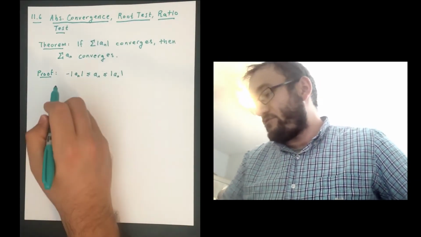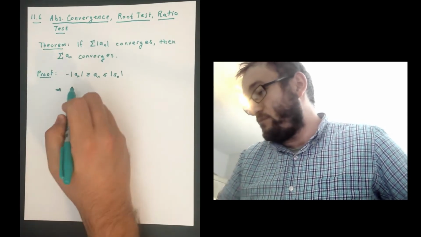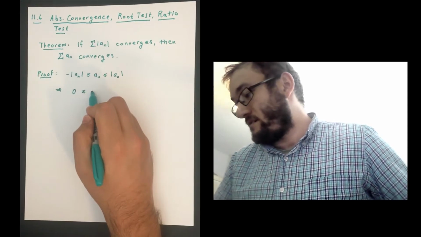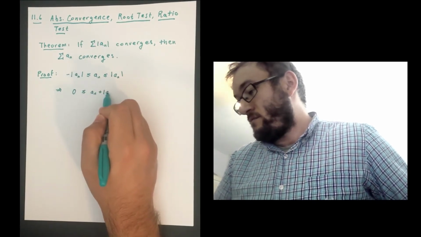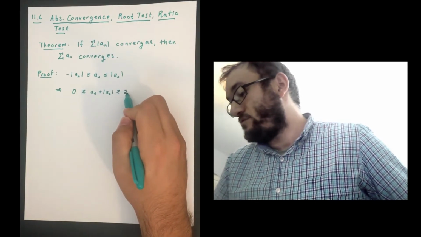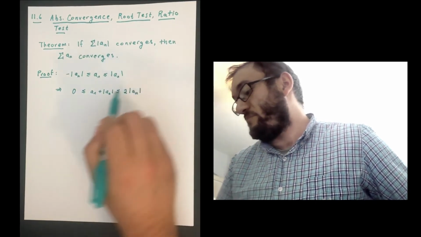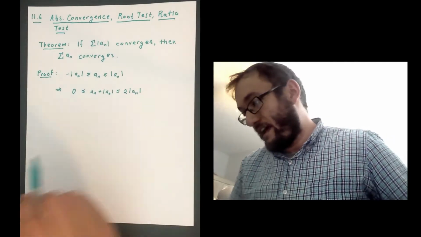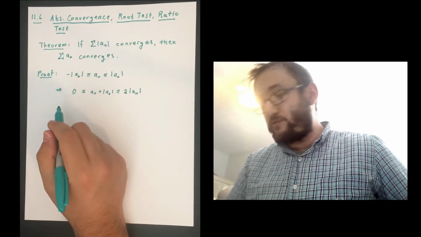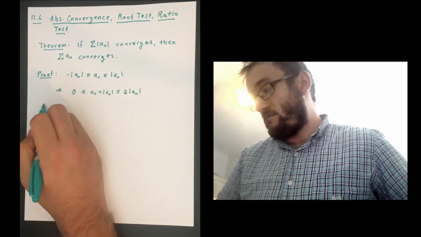So given that this is true, I can add absolute value to all parts of this inequality. And what I'll get is a_n plus absolute value of a_n is less than 2 times absolute value of a_n. And both are non-negative. Okay? When you have series with non-negative terms, you can apply the comparison test.